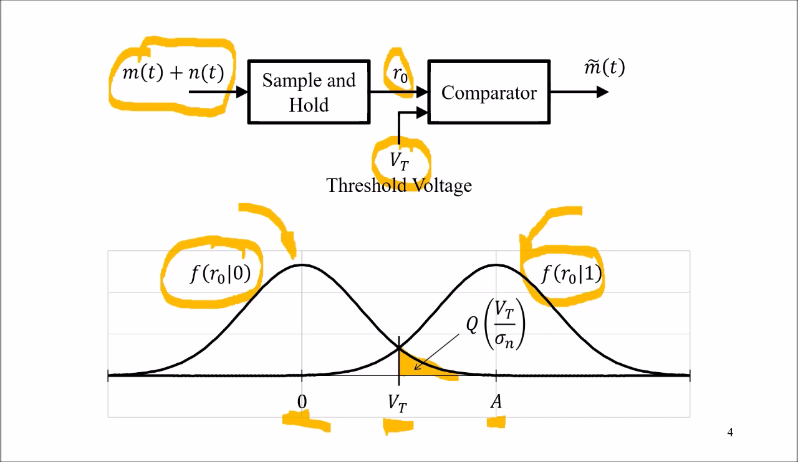But since the curves are symmetric and the probability of a 0 is 1/2 and the probability of a 1 is 1/2, the probability of an error is equal to this area that I've highlighted here and indicated as Q of, this would be V threshold minus 0 divided by the square root of the variance, so divided by sigma n. This area gives us the total probability of a bit error.